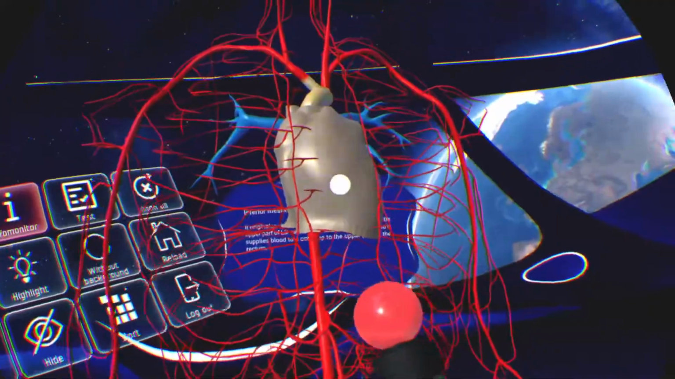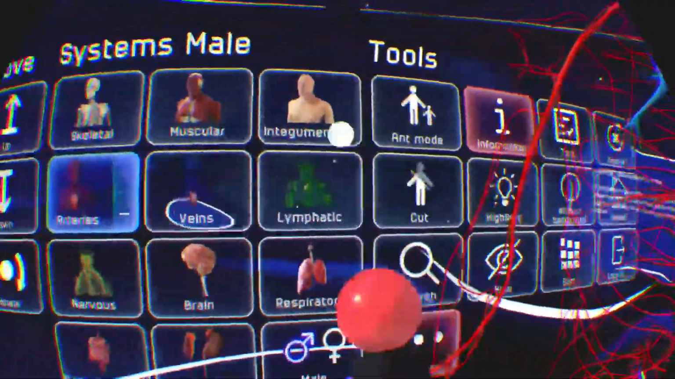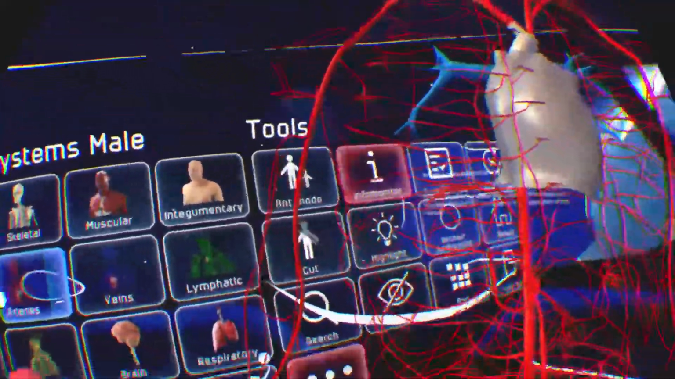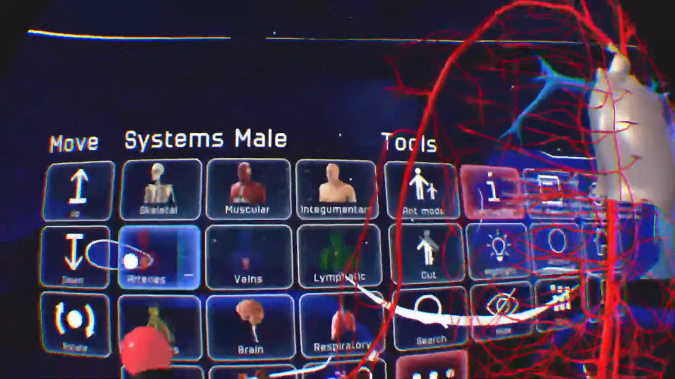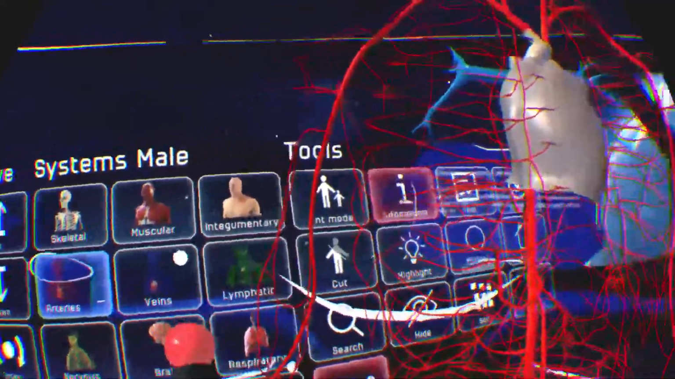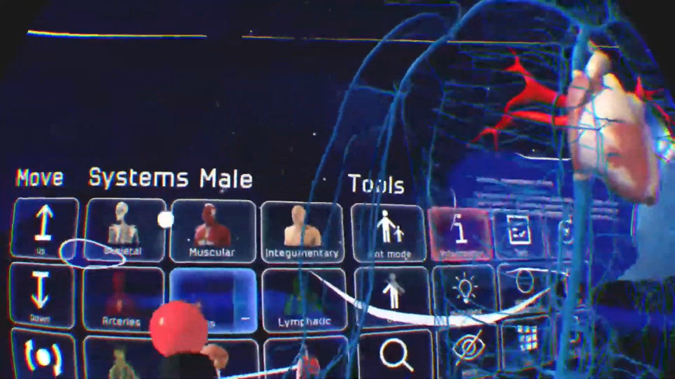So we have to have a look at the arteries first. For those medical students in Western countries, they will learn the artery system and the vein system one by one first.